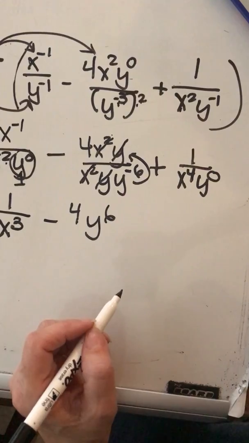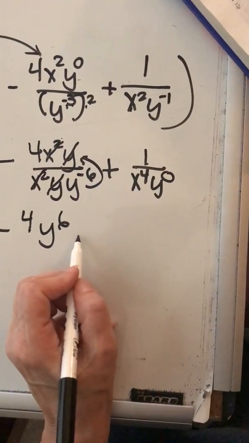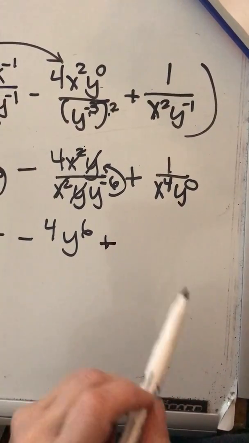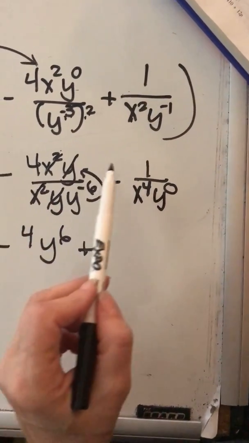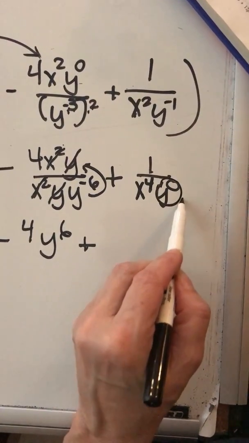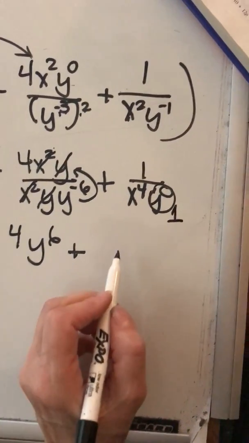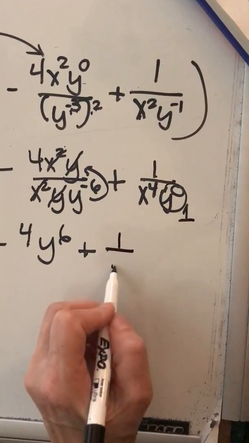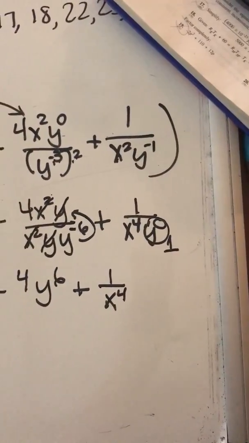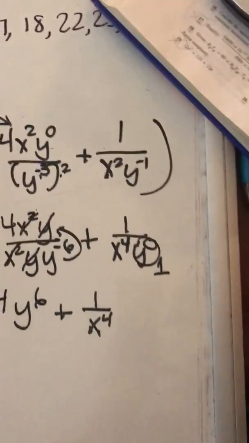And this last one, I have 1 over x to the 4th. This y is just 1. So I just have 1 over x to the 4th. You know what I'm thinking? That was supposed to be just 1 because this was supposed to be a negative 2.